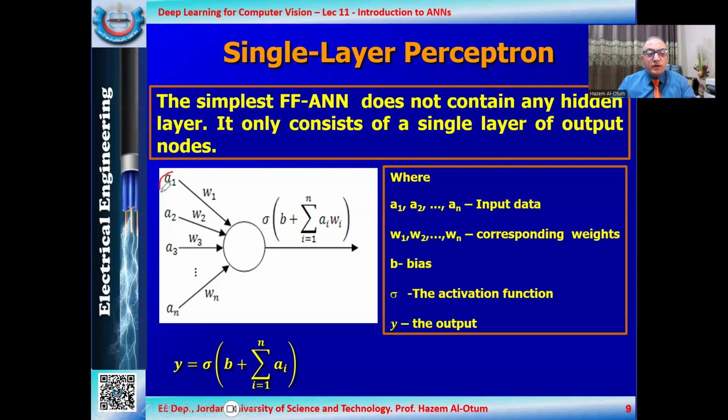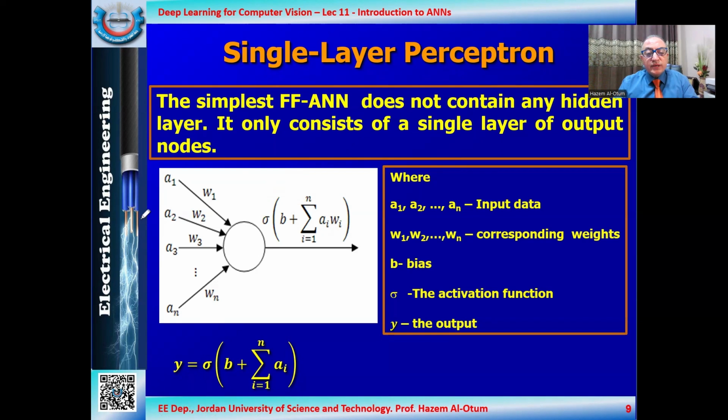Here we have A1, A2, A3, etc., up to AN. It's the same thing as X in the previous slide. Here we multiply every input by a specific representative weight from W1 to Wn. We apply summation here, and we add some bias. Then we pass this to the activation function.